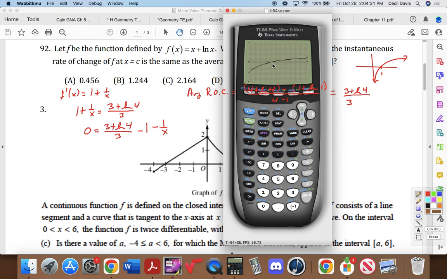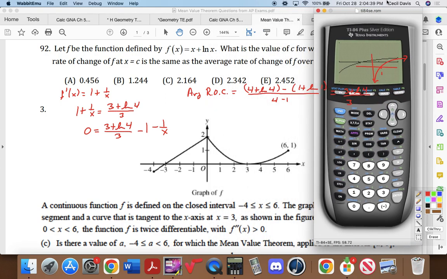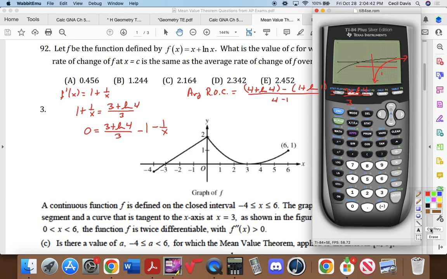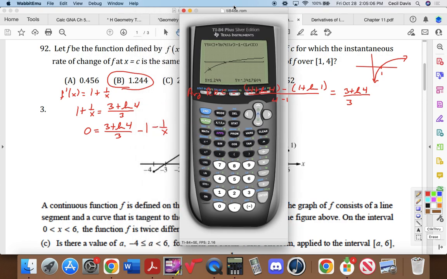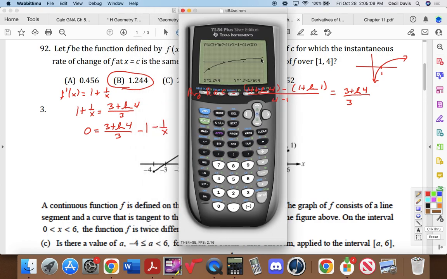All right, well, I clearly have a 0. It's a little bit more than 1. And I'm not even going to bother putting that into my calculator because there's only one answer choice that fits that. Now, should you probably check that? Yeah. But I'm going to do it by just tracing to 1.244. And the y value is pretty close to 0.